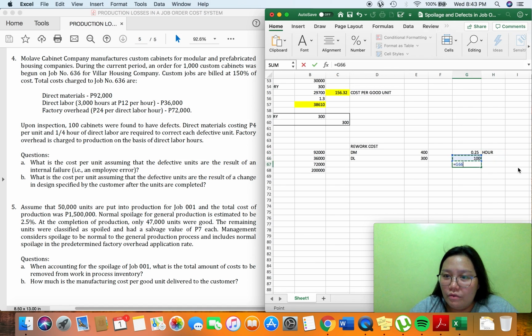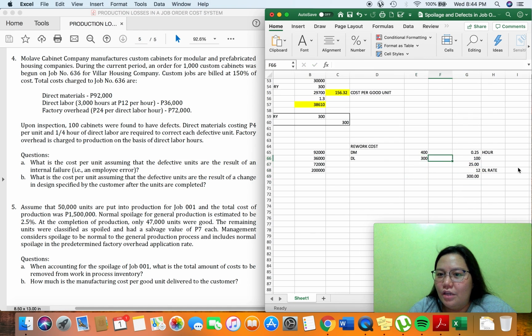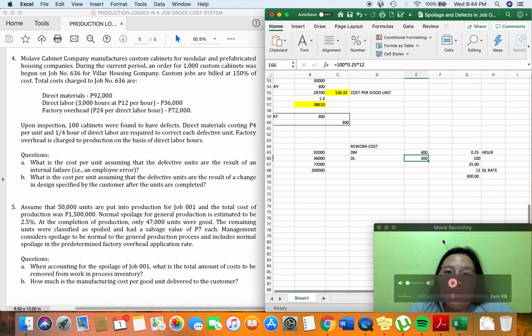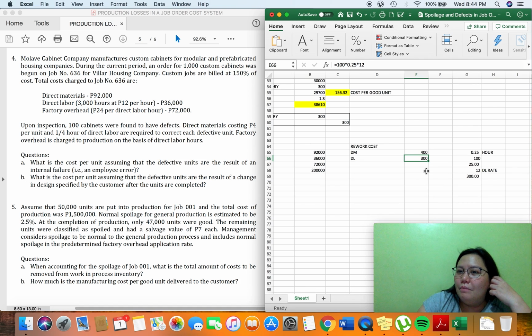So basically, we have 0.25 times 100. You have 25 hours. And then you have 12, yung direct labor rate natin per hour. So, 25 multiplied by 12 will get 300. That's how we got 300 here. Kasi nga, basically, you can rework 4 units in 1 hour.